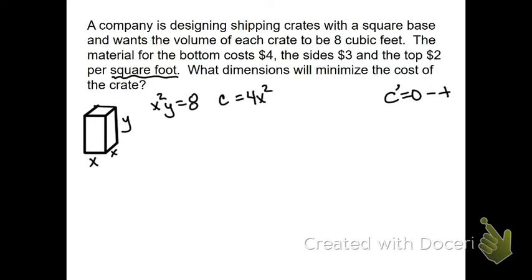Okay? The sides are going to cost me $3. Okay? So it's $3 for the total area of the sides. Well, the area of each side is xy, but there are 4 of them. So that's 4xy, and we'll have to multiply that out. And then the top costs me $2 per square foot, and the top is another x squared. Okay, so that's my cost equation. Now I'm going to just clean that up a little bit. I have a 4x squared and a 2x squared, which is 6x squared, and the 3 times 4 is 12xy.